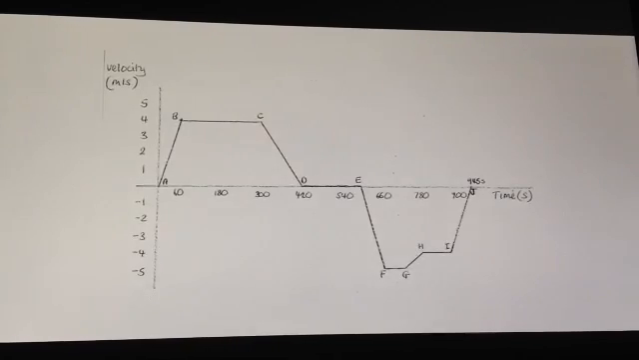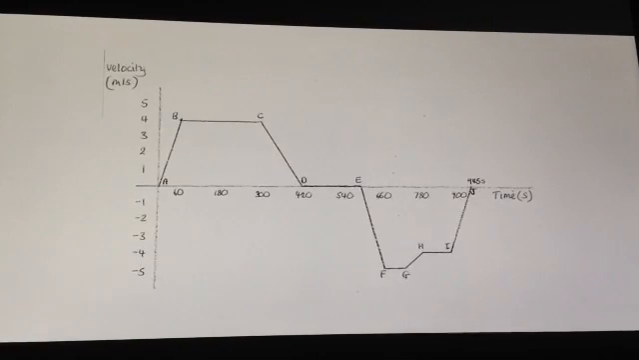Between F and G, the cyclist is maintaining a constant velocity. This is a velocity of minus 5 metres per second. It means they're going at 5 metres per second back home in that direction. Over this minute of constant velocity, the person has cycled 300 metres.